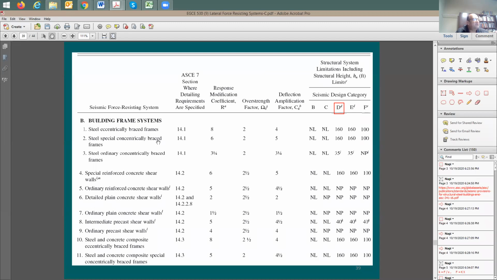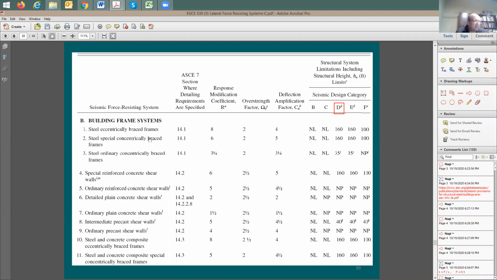If you have a special concentric braced frame, right? This is going to be special concentric, not eccentric. So eccentric is when you have the link beam. Concentric is when there is no link at all. You see what happens to the R factor? It drops down to 6.